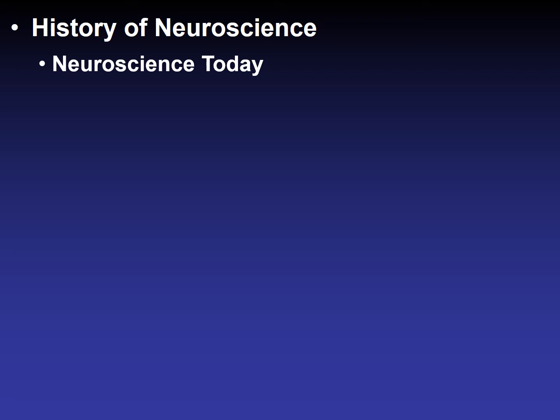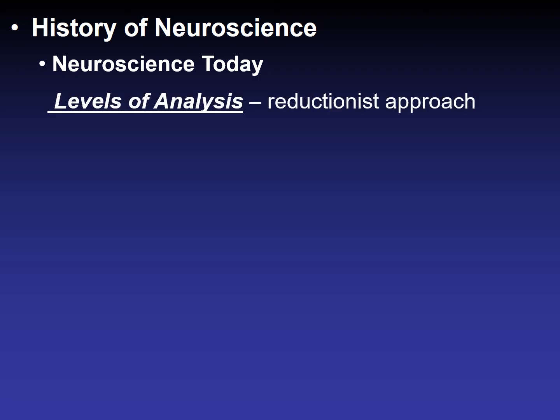But I do want to tell you what the current state of the field is today. That is, what are the different sub-disciplines within neuroscience. And the first of these, what we're actually going to do is go through levels of analysis. We're going to start at the microscopic level, or even the molecular level, and we're going to end at the whole brain level.